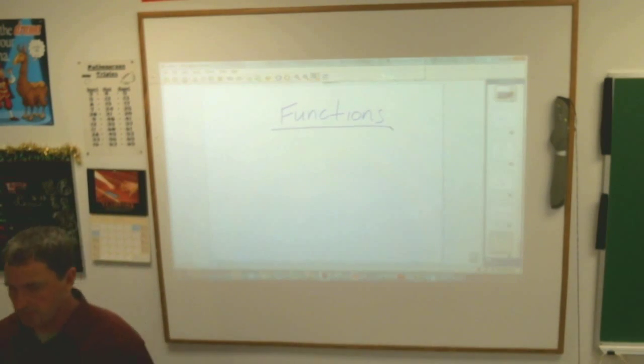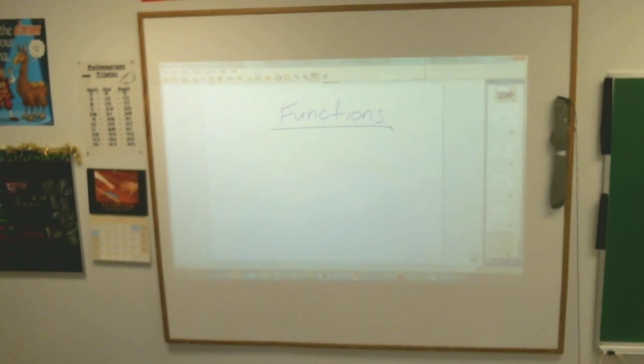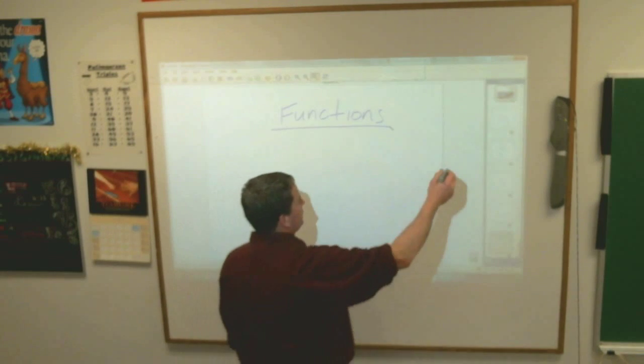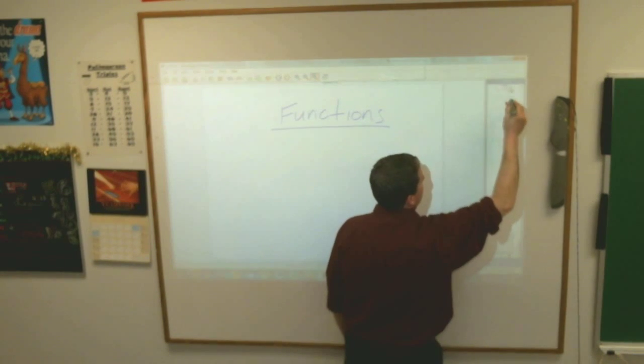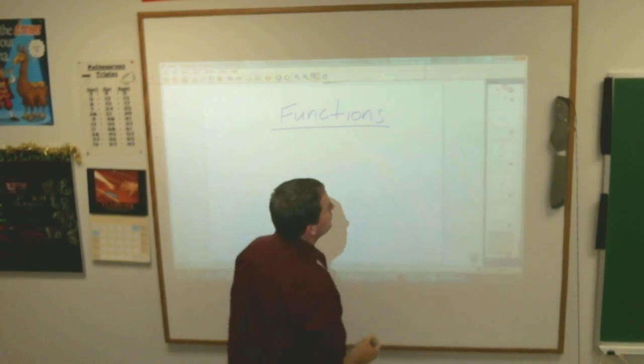Functions. Write that down there. We'll kind of define it. It's kind of a hard thing to define. A function, really for right now, probably will just get by with saying, oh no.